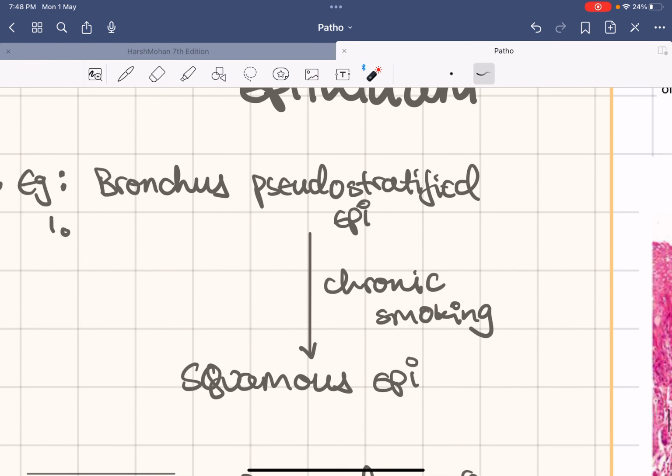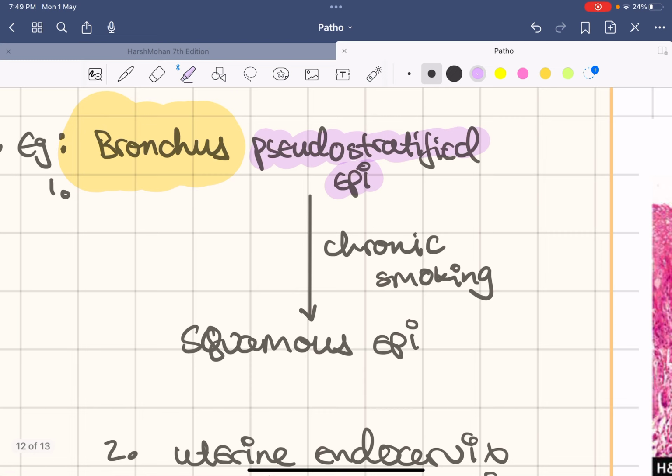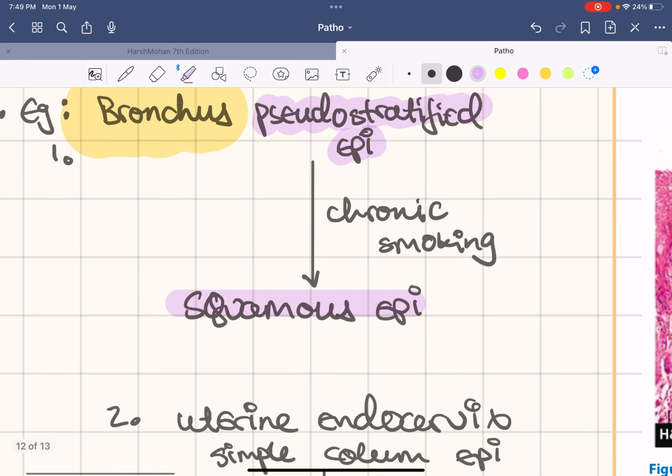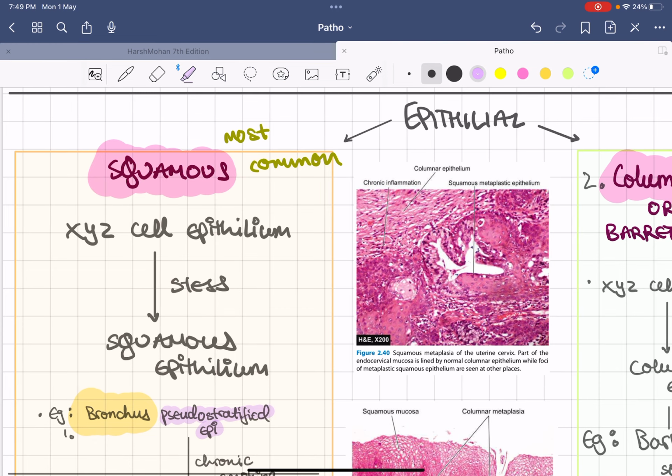Let us understand this theory with the help of an example. In the bronchus, as we all know, the normal epithelium is pseudostratified epithelium. But in a person who is a chronic smoker or inhales a lot of tobacco, the pseudostratified epithelium changes into squamous epithelium to prevent the bronchus from further damage. So that is about squamous metaplasia.